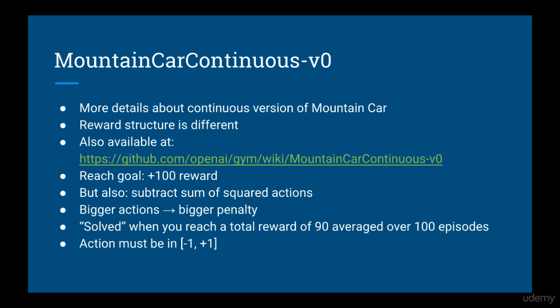So in Continuous Mountain Car, if you get to the goal point, then you automatically get a reward of 100. So unlike Discrete Mountain Car, your reward can be positive. However, subtracted from the 100 is the sum of squared actions you take. So if the magnitude of your actions is larger, each step you take is penalized more. So your agent should be incentivized to take smaller actions. The environment is considered solved if you can reach an average total reward of 90 over 100 consecutive episodes. Note that while the action space is continuous, your action must be between -1 and 1.